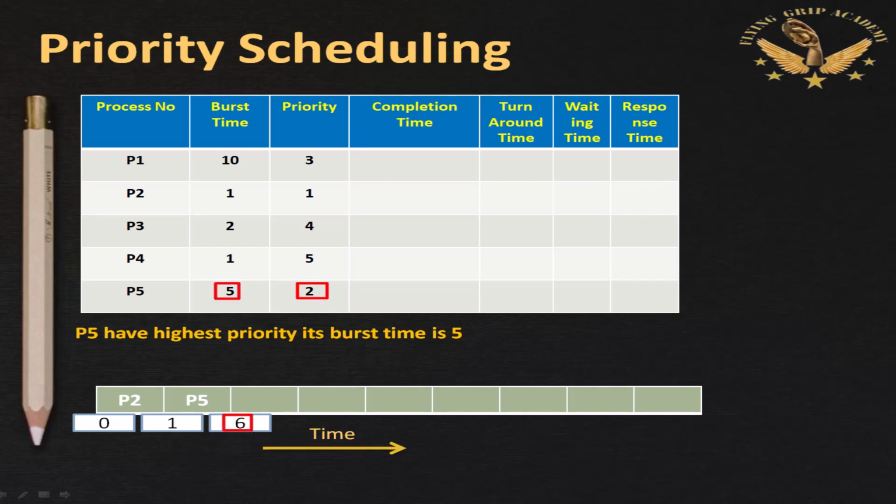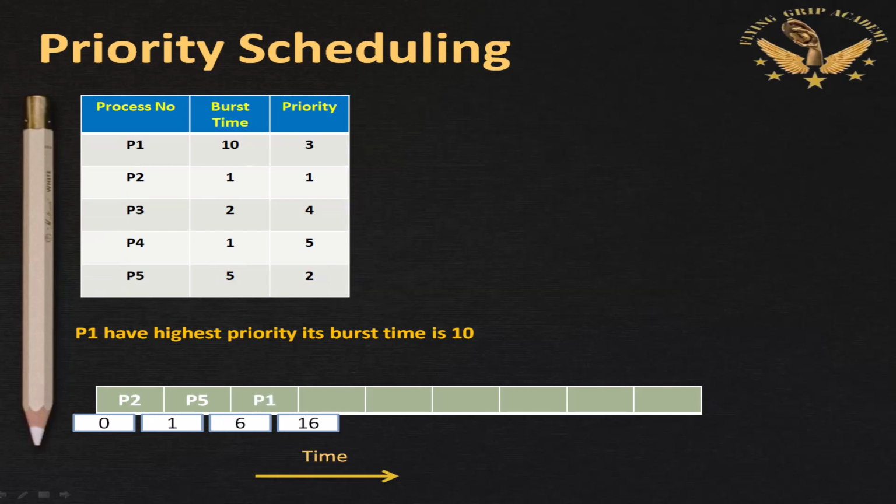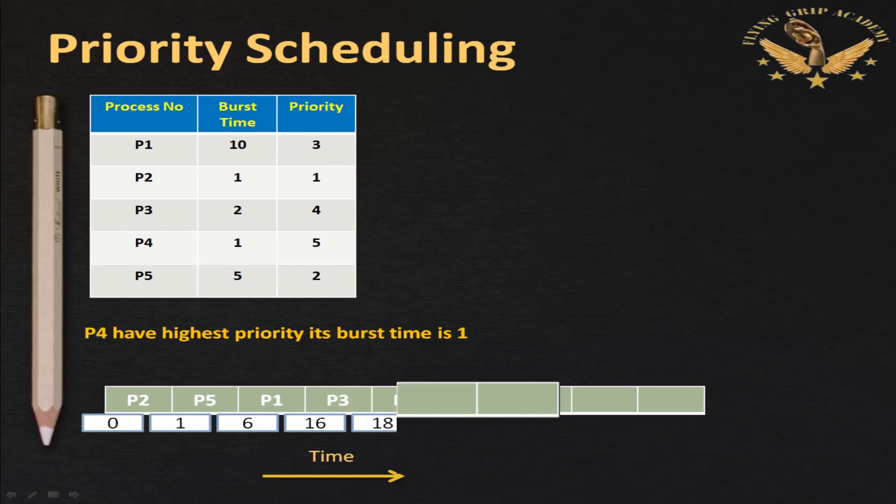Next we consider the next priority level, which is P1. P1 has priority 3 and its burst time is 10. So we have executed 6 plus 10, which is 16. Next P3 has completed at 18. Next P4 has a burst time of 1, so then we execute for 1 duration, which is 19.